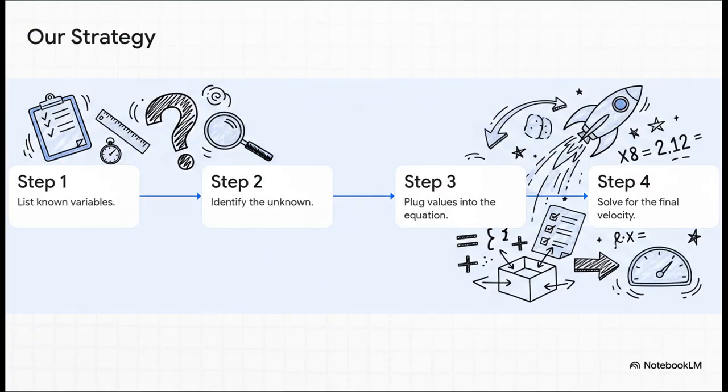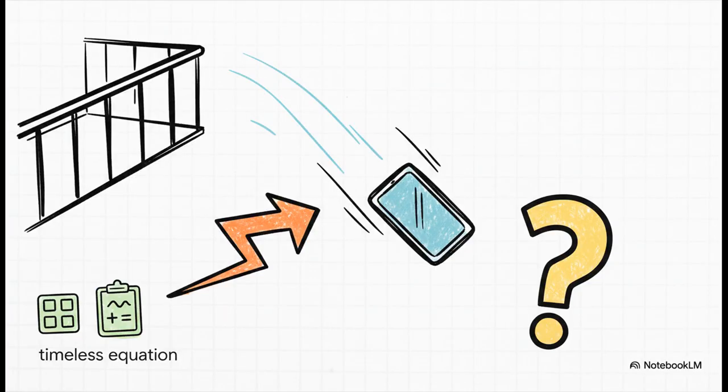The best way to solve any physics problem is to have a game plan. Here's our simple 4-step strategy. First, we'll list everything we know. Second, we identify what we don't know, our target. Third, we plug all those numbers into our awesome timeless equation. And fourth, we just do the math and solve for the answer. Simple as that. Okay, let's go back to that balcony.